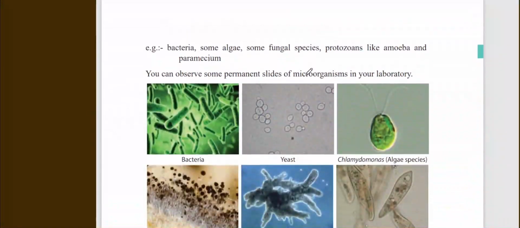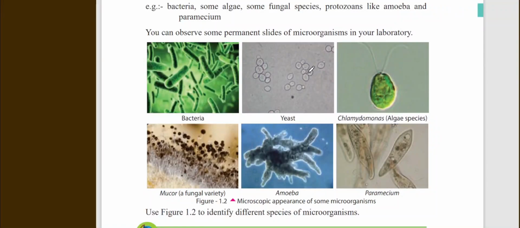So they would ask you this question: what sort of microorganisms are they? So what is this? This one is bacteria. This one is yeast. How do you recognize these? Very tiny spherical parts.